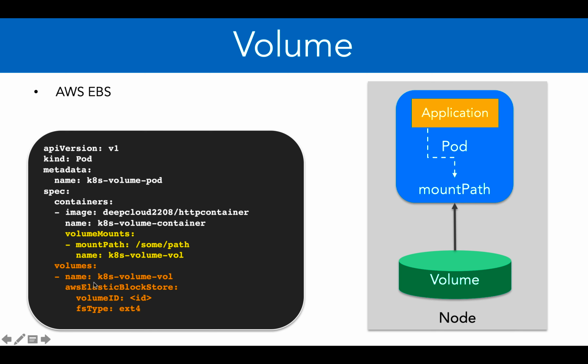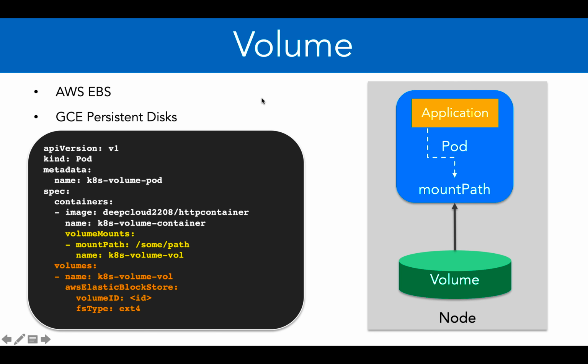So the link between this AWS EBS volume and the mount path is the name. So if you see here, the volume's name is k8s-volume, and the same name has been mentioned in the mount path also, which means that this mount path has to be taken from the volume with this name, which is nothing but this one.